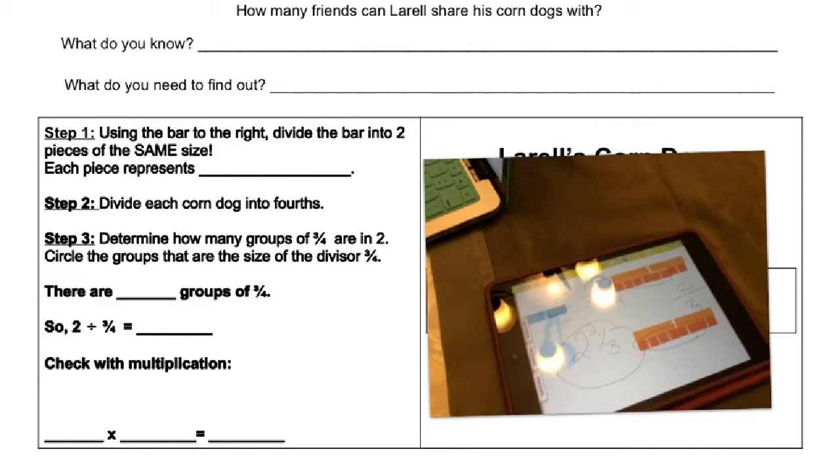Okay, so you need to fill out the rest. So you need to write how many groups of 3/4 there are. We just discovered that over here. You would write 2 divided by 3/4 equals that number of groups, and then to check it with multiplication.